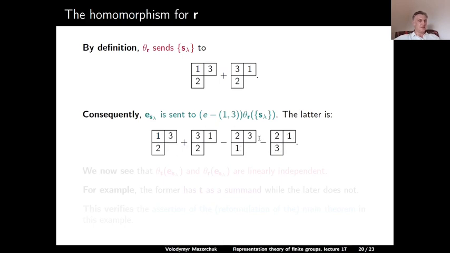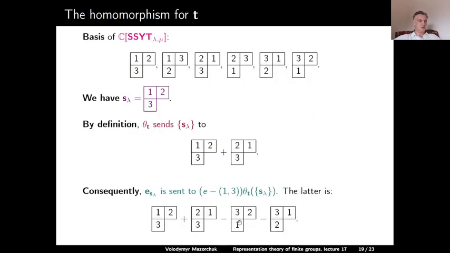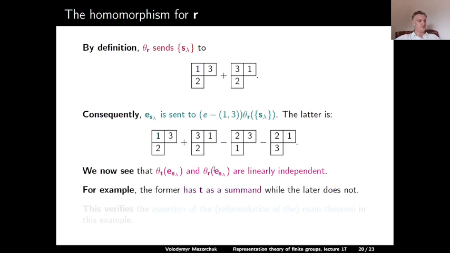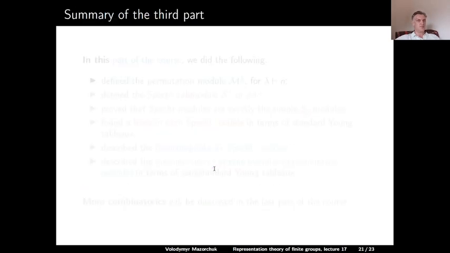And we see that this element is linearly independent with this element. So, for example, this one has 1, 2, 3, and this one doesn't. So the images of the polytabloid ES lambda under the homomorphisms theta t overlined and theta r overlined are linearly independent. Great, and this illustrates that we really have the dimension of the home space 2, both realized via our semi-standard Young tableaux. So this verifies the assertion of the main theorem in our example.